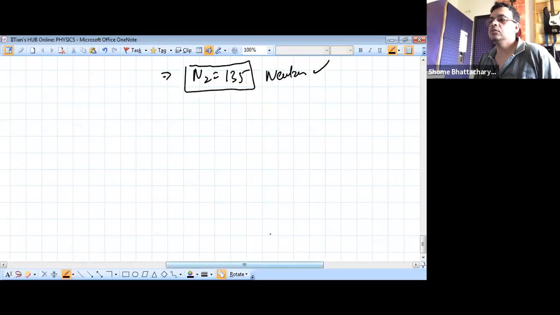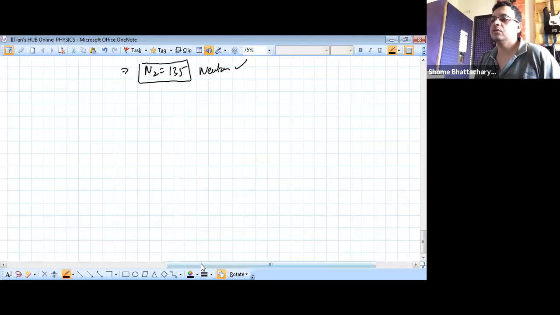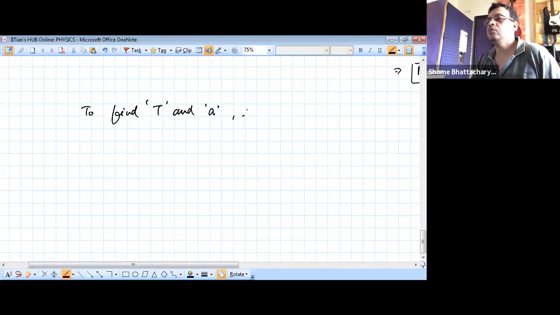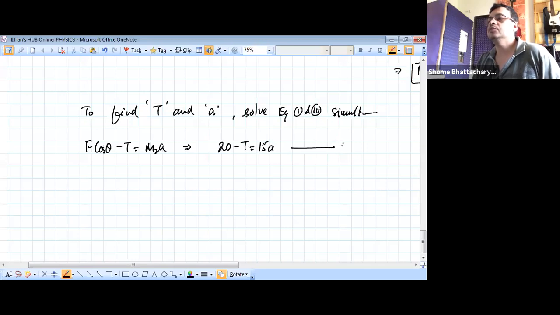Okay. So that is where our simultaneous equation solving comes in. To find tension and acceleration, we have to solve equations 1 and 3 simultaneously. Okay. Equation 1 was F cos theta minus T is equal to M2A. So this was actually 20 minus T was equal to 15A. This was equation 1. And this was T is equal to M1A. Correct.